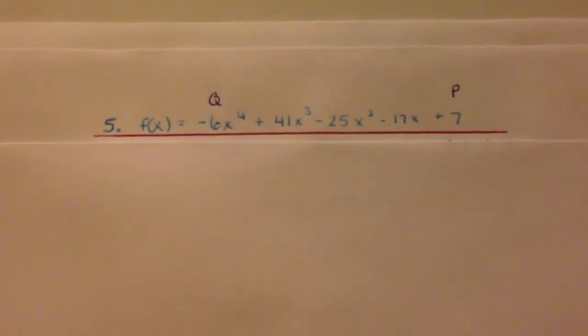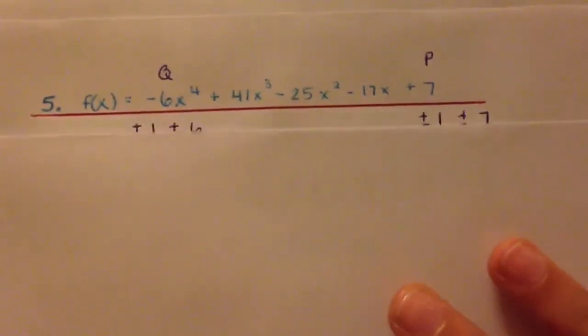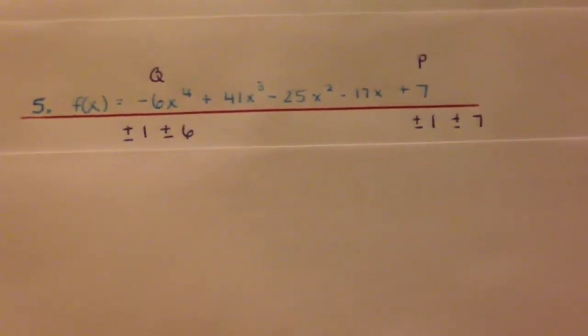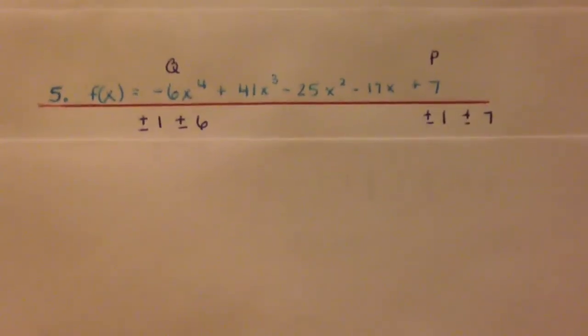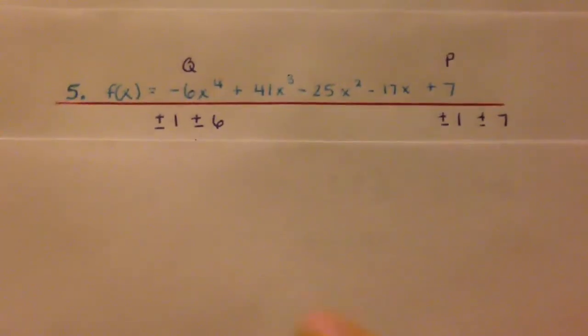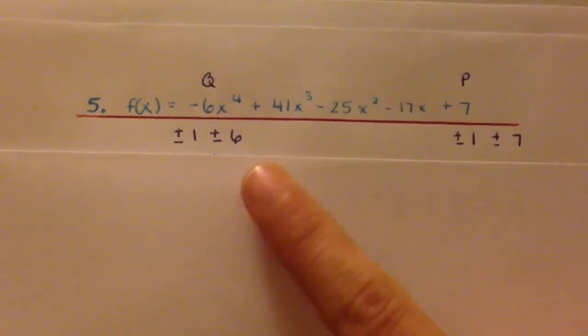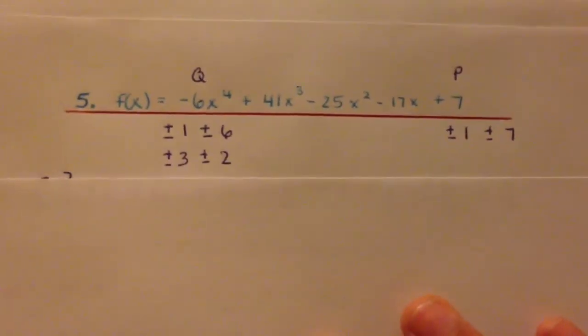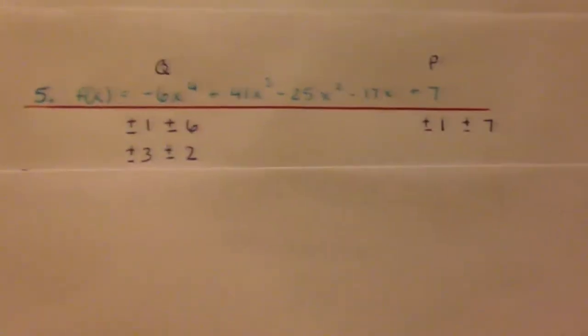We're going to start off by seeing what multiplies to 7 and negative 6. For 7, it's positive and negative 1, positive and negative 7. And for negative 6, it's positive and negative 1, positive and negative 6, but it also has positive or negative 3, positive or negative 2.